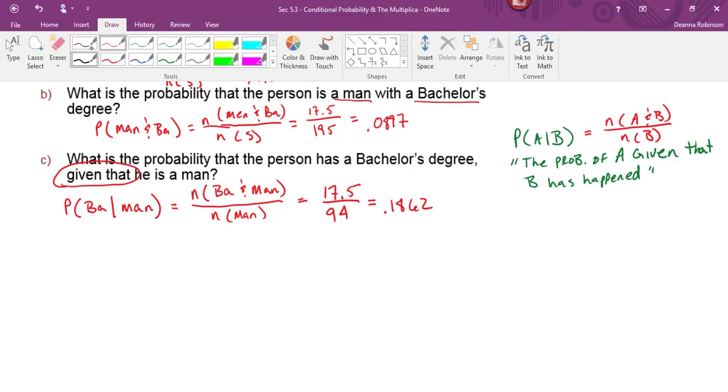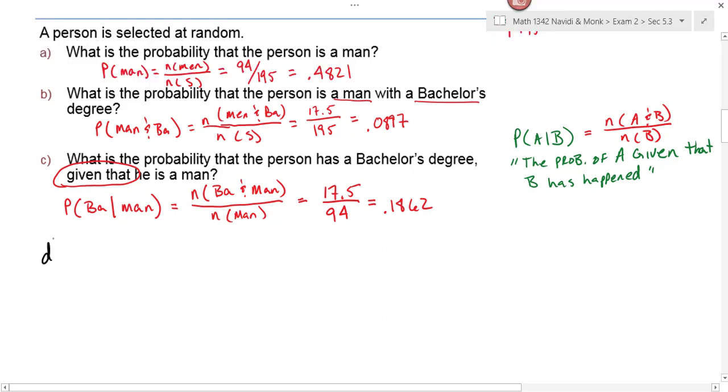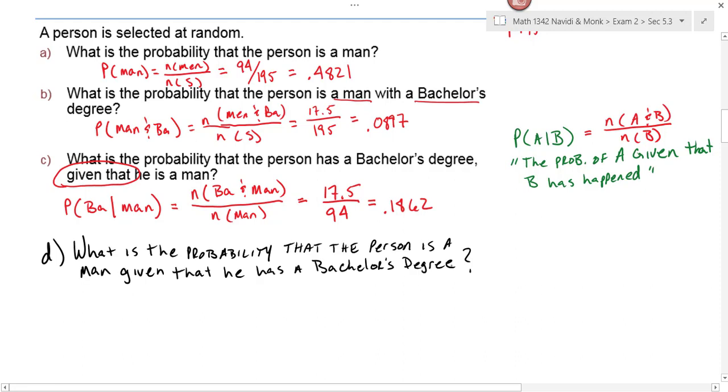Okay, you want to try one more, so I'm going to make up another one. So for D, I'm going to ask it like this. Alright, so I've made this question up. It's not in your notes. So let's look at this. This is very similar, worded very similar to C, but what I want to point out is we're going to get a different answer.